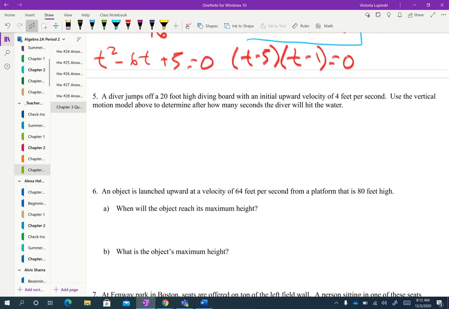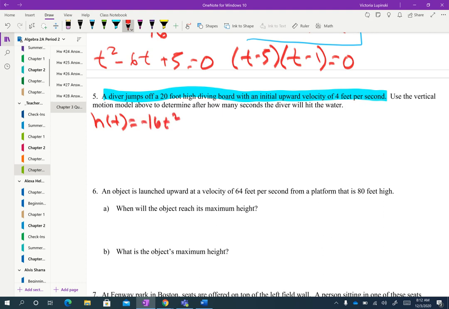Take a look here at number 5. Notice in number 5, there is no equation, so you're going to have to make one for yourself. A diver jumps off a 20-foot high diving board with an initial upward velocity of 4 feet per second. Use the vertical motion model to determine after how many seconds the diver hits the water. So here is all the important information that I need to get me started. So I know that this is going to be h of t equals negative 16t squared. So an initial upward velocity of 4 feet per second, that's going to be plus 4t from a 20-foot high diving board gives me the following equation.